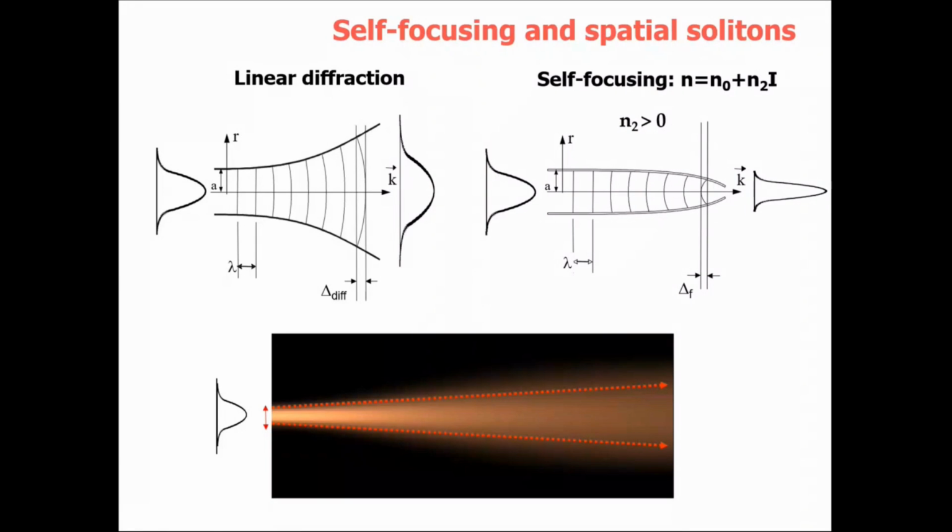When you have light propagating in a linear medium on the left, and you have a finite beam, the beam will diffract, so the phase front will curve forward, and become convex, and thereby you have linear diffraction.